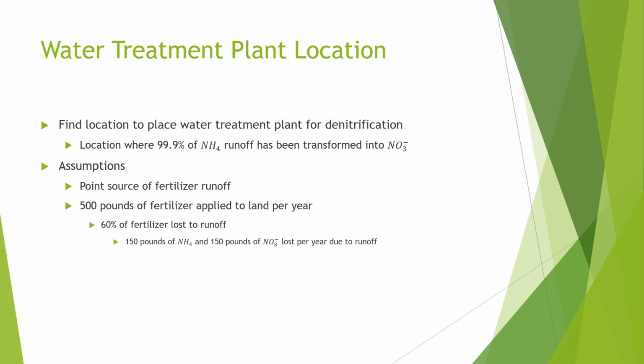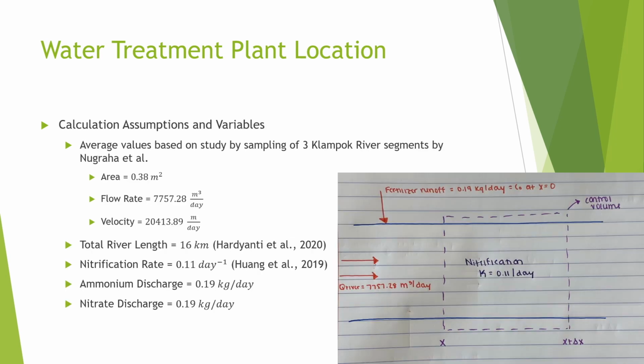Other assumptions are that 500 pounds of ammonium nitrate fertilizer are applied per year, and 60% of fertilizer is lost due to runoff, which means that 150 pounds of both ammonium and nitrate are lost in runoff per year. Utilizing peer-reviewed sources about studies related to the Clampock River, we were able to find average values for the area of the river, flow rate, velocity, total river length, and nitrification rate.